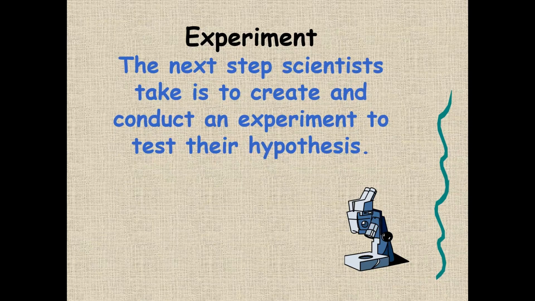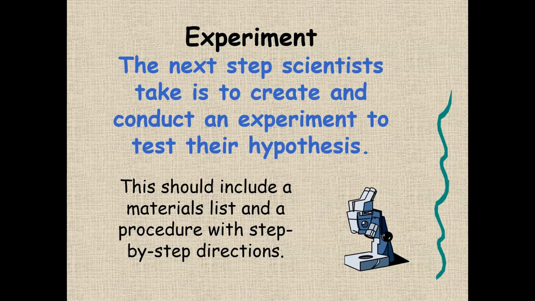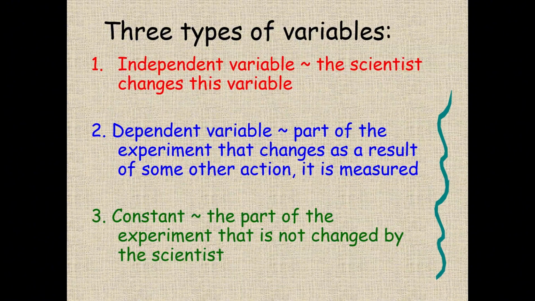Next step, create and conduct an experiment to test their hypothesis. Make a list of the materials or chemicals or the requirements you are going to use in your inquiry, in your experiment. This should include a material list and a procedure with step-by-step directions. When we conduct a lab, we deal with three types of variables. One is the independent variable. Independent variables are the variables you can change during the experiment.